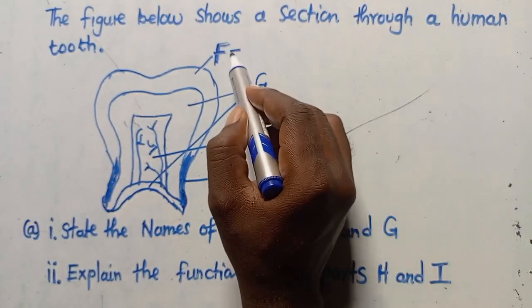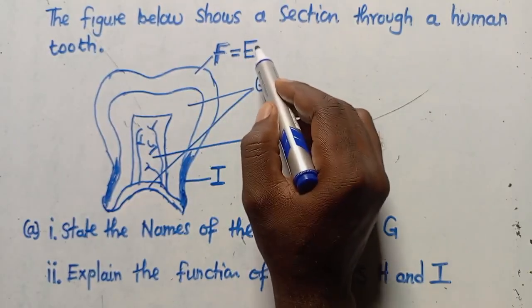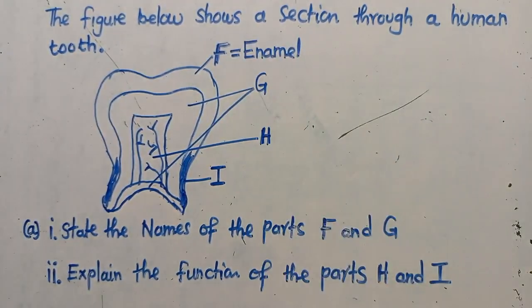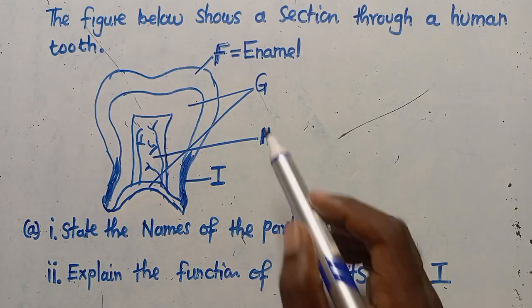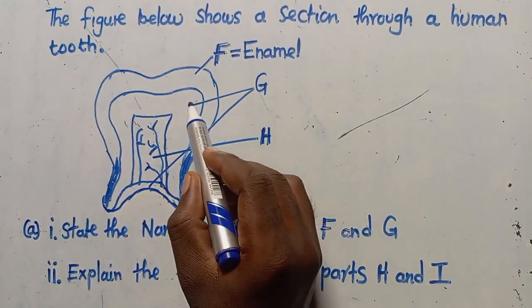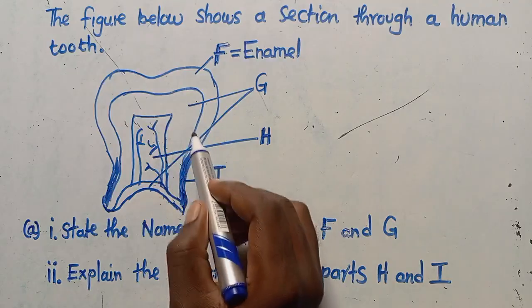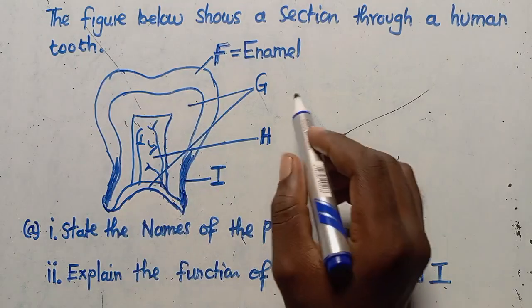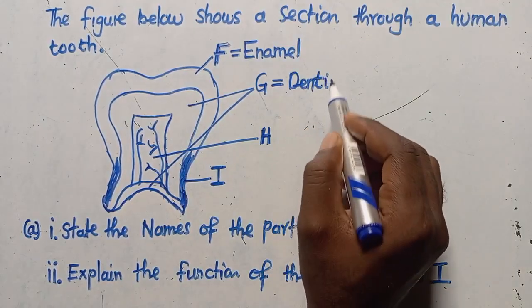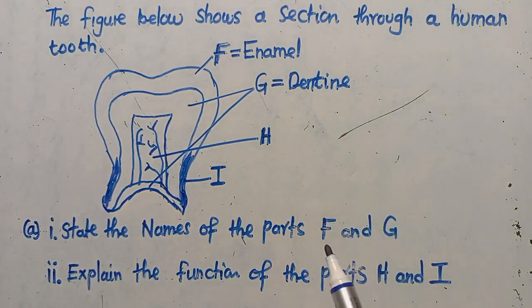Part F, what is the name of that part? F is called an enamel. This one is so simple because that's the hardest part of the tooth, or we just call it the outer part of the tooth. Then we've got this part called G. Have you seen where it is pointing? This part that is here, we also have this part that is there. That part is called a dentine. I guess you are getting something. This is what you need to know.